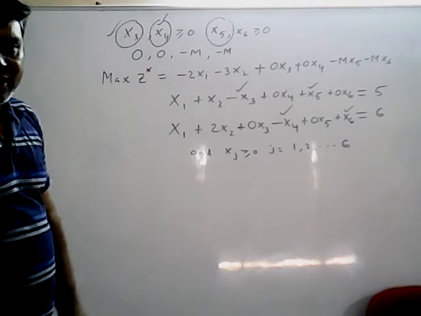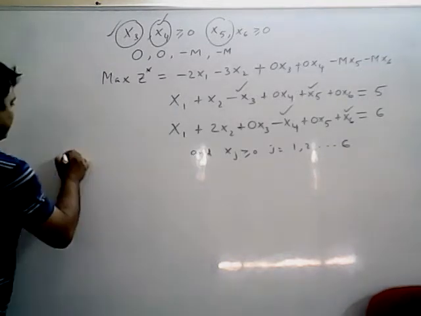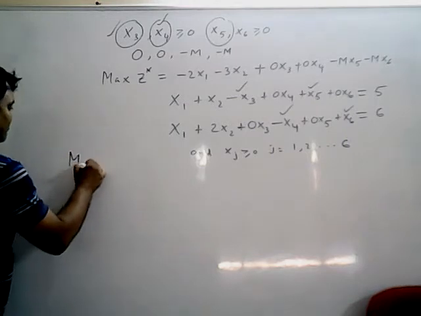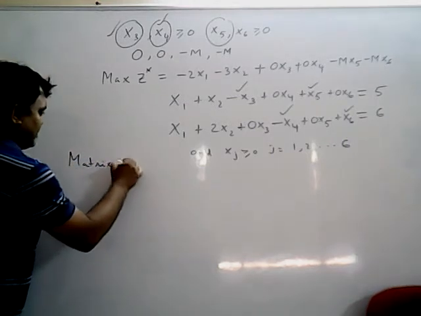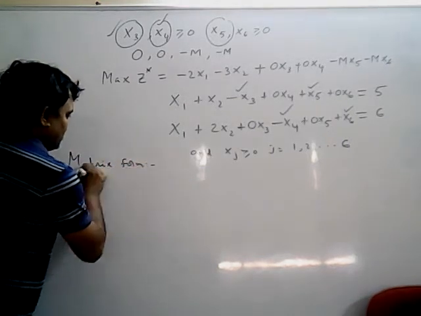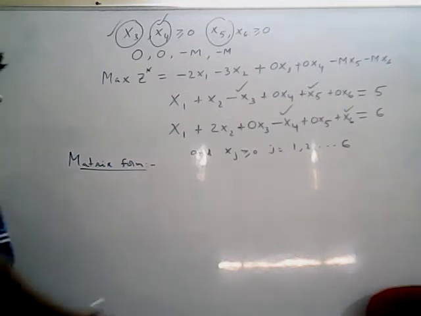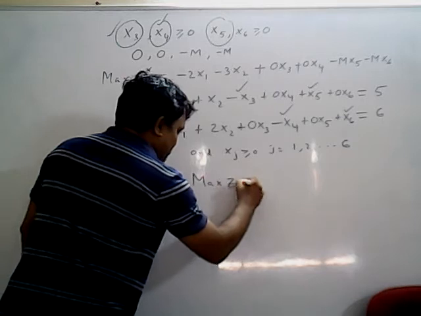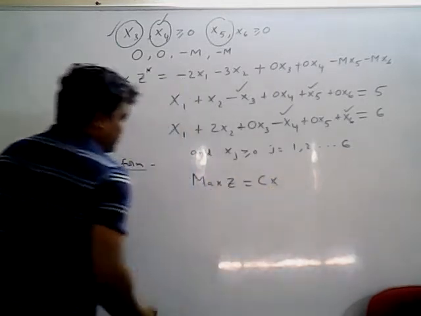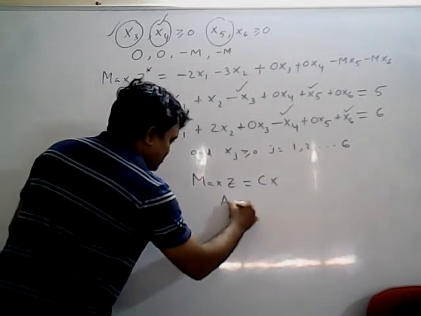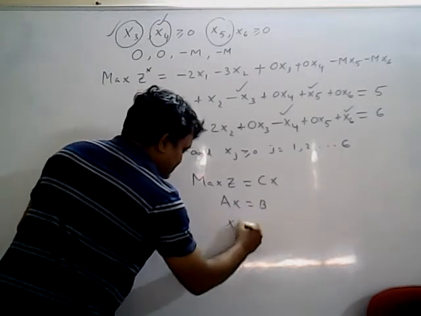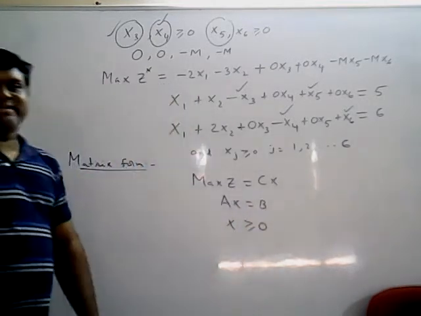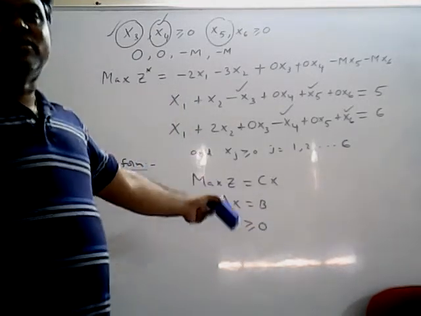Next, what do you have to write? All of you know what the next form is. The matrix form. So write the matrix form of an LP. All of you know the matrix form. What is the matrix form? The matrix form is nothing but maximize z equal to Cx, subject to Ax equal to B, and x greater than or equal to 0. It is a matrix form, already you know.